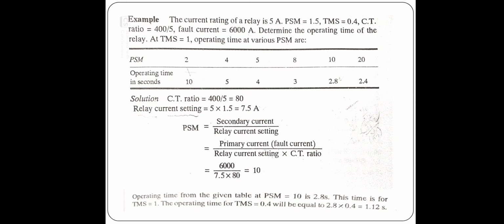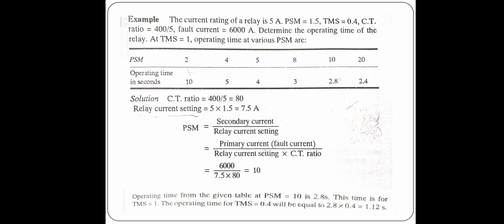Now, in step three, we need to find the value of PSM. For finding the value of PSM, there are different formulas. Here we apply the formula: fault current upon relay current setting into CT ratio. One important thing is that the fault current is the primary current of the current transformer. Here the fault current is 600 ampere. So 600 ampere upon the relay current setting, 7.5 ampere, into CT ratio, which is 80. We can put in any formula from the previous slide and find the values. So now we have found the value of PSM, which is equal to 10.